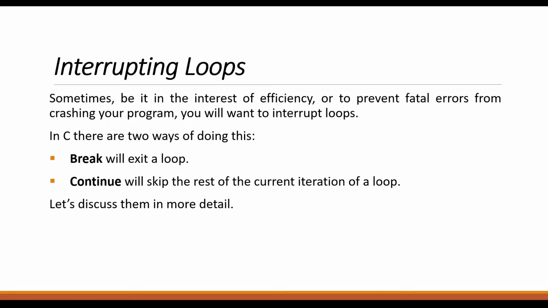Sometimes, be it in the interest of efficiency or to prevent fatal errors from crashing your program, you want to interrupt loops. In C, there are two ways of doing this. The first is break, which will exit a loop. And the second is continue, which will skip the rest of the current iteration of a loop. Let's discuss them in more detail.